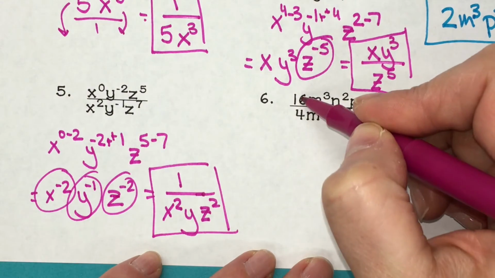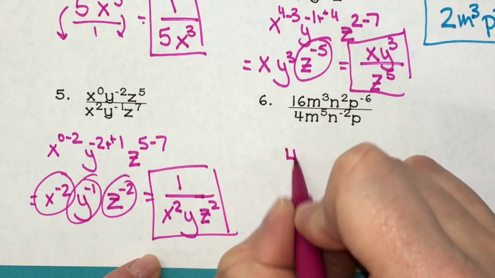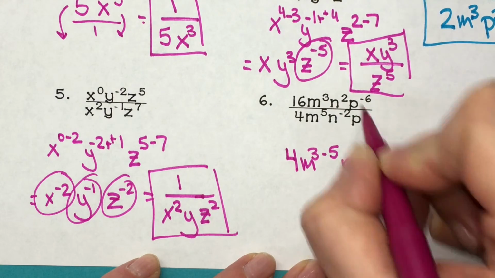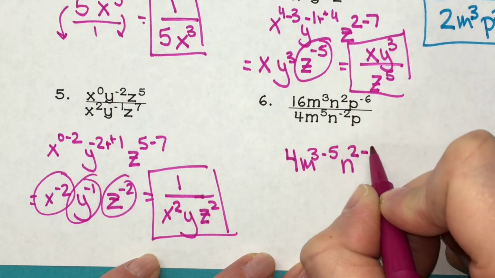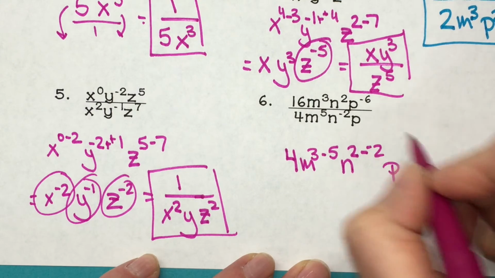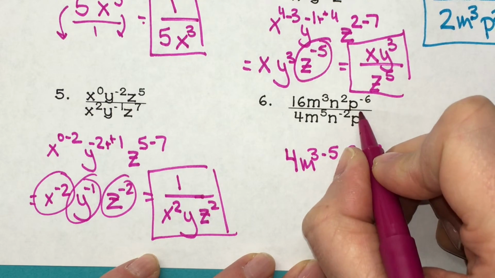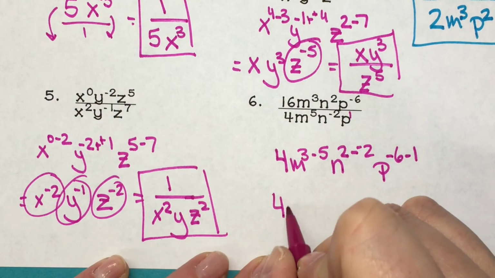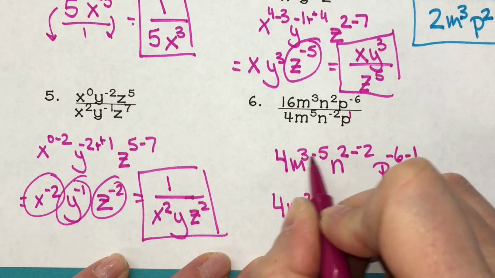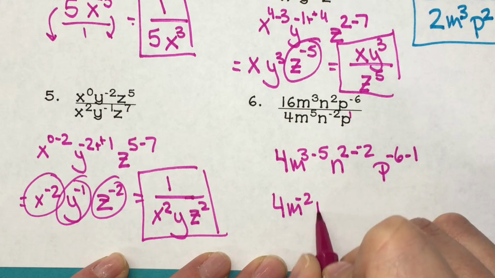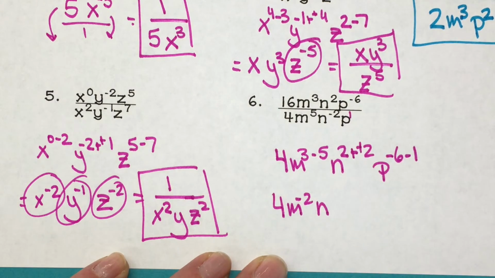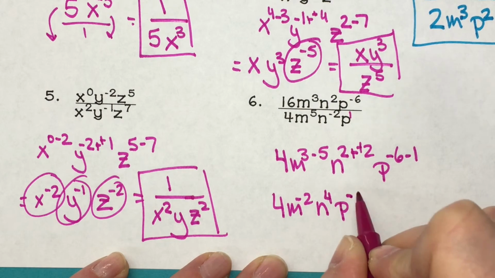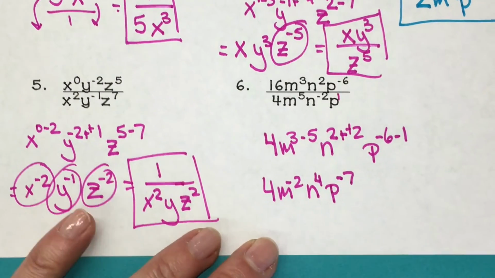All right, this I can reduce. 16 divided by 4 is 4. M to the power of 3 minus 5. N to the power of 2 minus negative 2, p to the power of negative 6 minus, this p is to the power of 1, so negative 6 minus 1. So 4m to the negative second, 3 minus 5, n to the power of, change minus and negative to plus a positive, 2 plus 2 is 4, and p to the power of negative 7. Negative 6 minus 1 is negative 7.